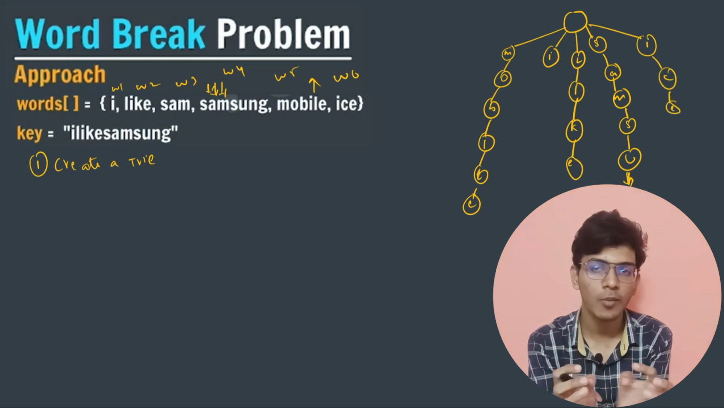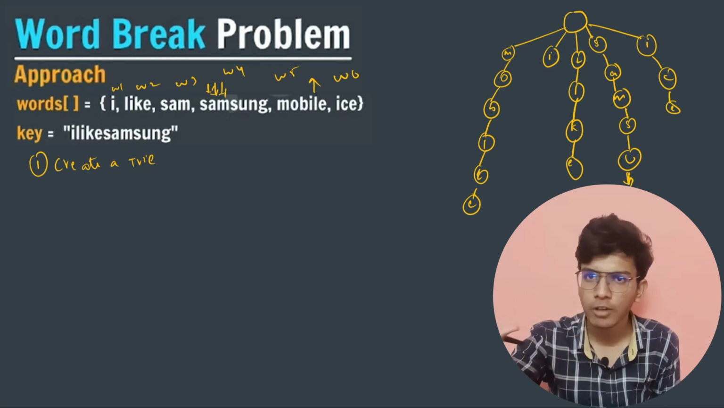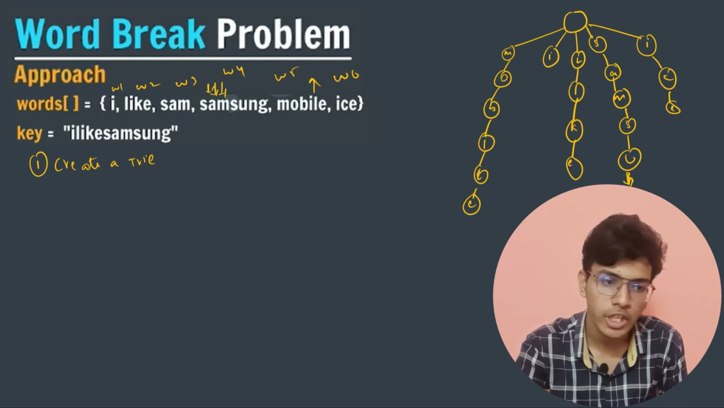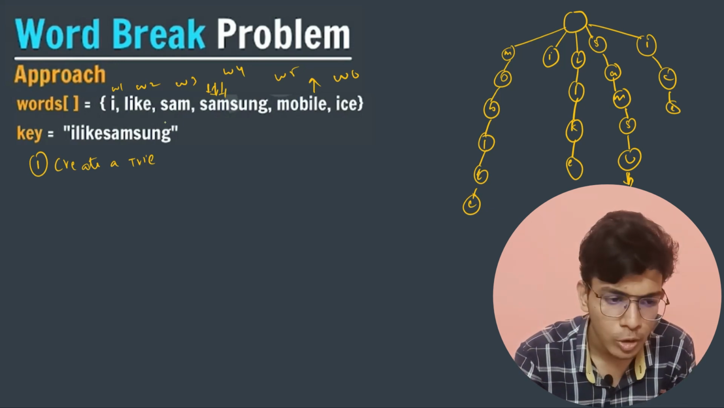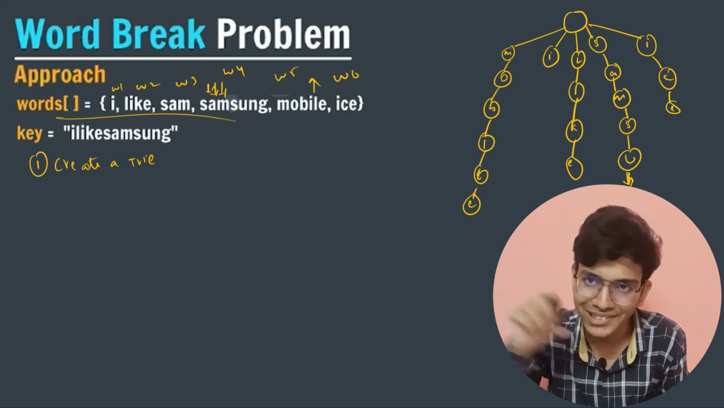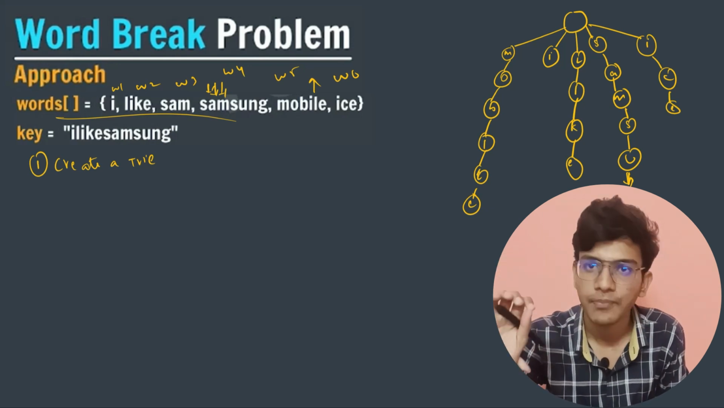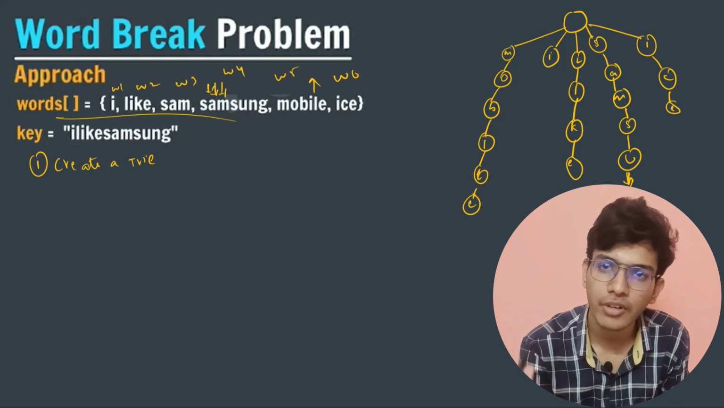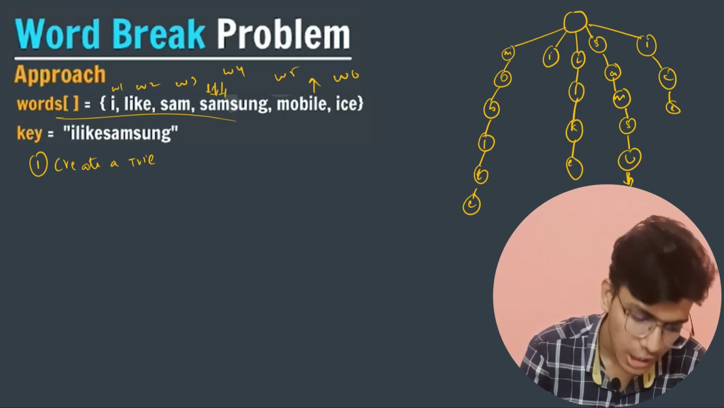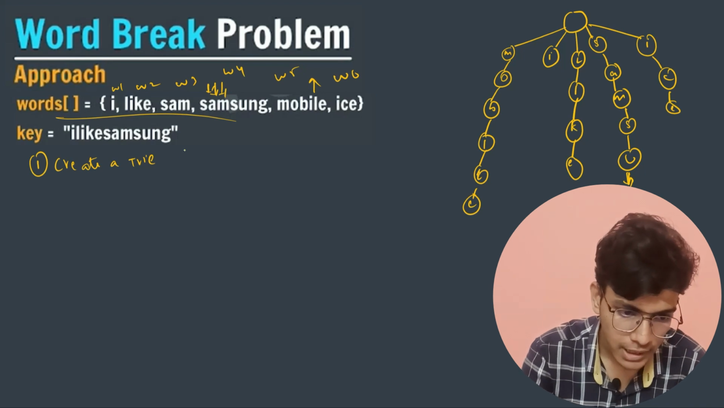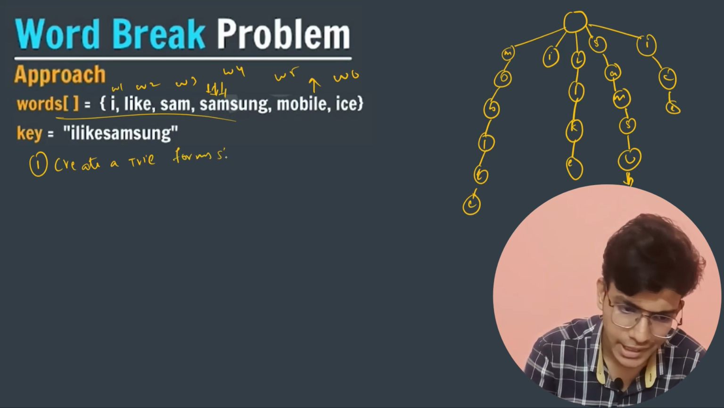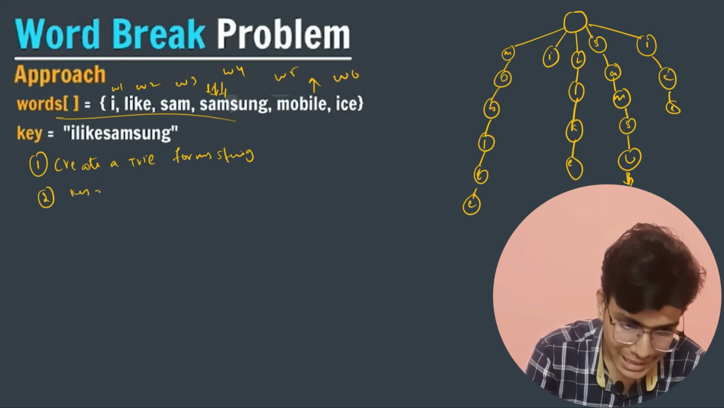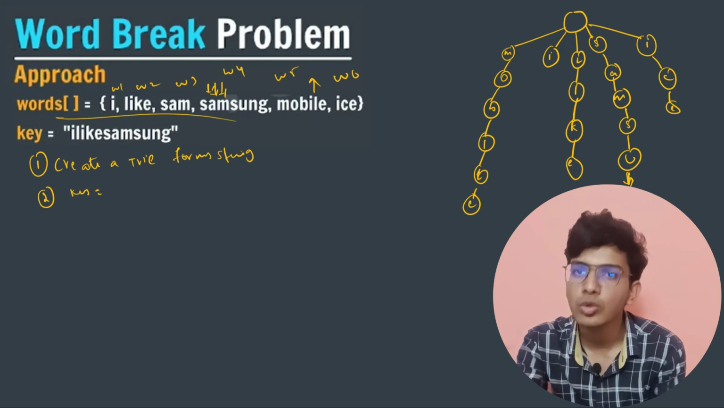This looks kind of complex, but if you understand the overall question, it will become so easy. So I will call my insertion function for this whole array. I will run a loop, and for the whole word array I will pass each and every word, and my insertion function will take care of it, since I know how to insert elements. So the first step is to create a trie for the given strings, and the second step is to take my key and break it down into two different parts.